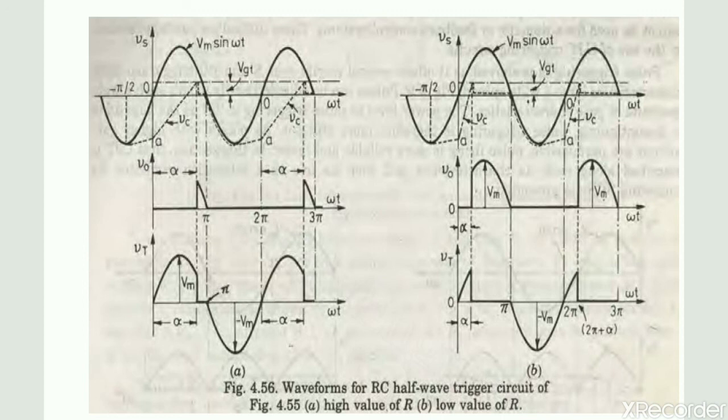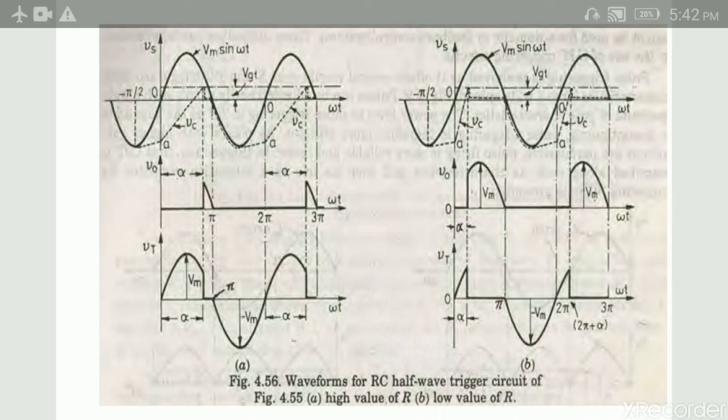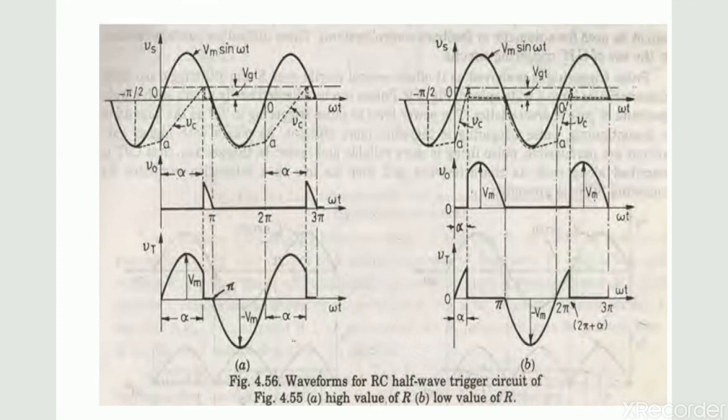So this is all regarding the triggering methods of SCR. There is one other method remaining for the triggering on of SCR, or we can say turn on methods of SCR, that is UJT triggering. UJT stands for unijunction transistor. This method is very popular to turn on the SCR. We will see it in the next video.